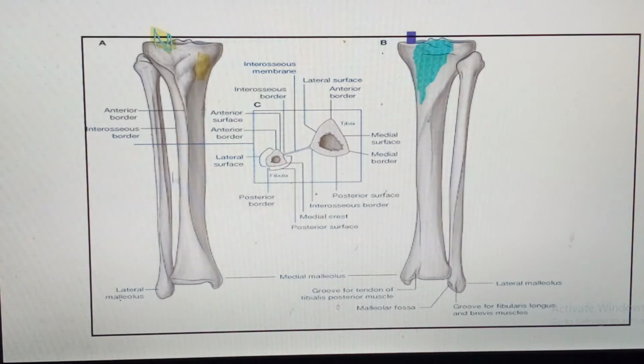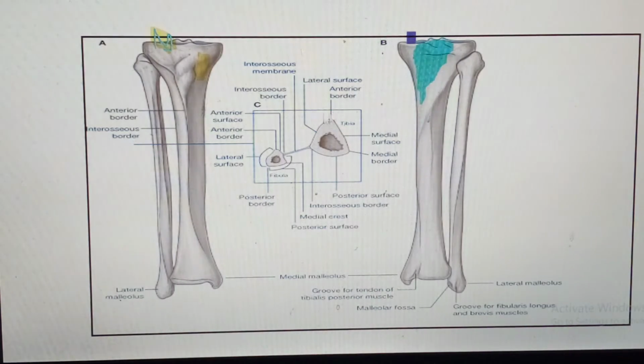But because this bone is also going to articulate with another bone by way of the interosseous membrane, there's going to be an interosseous border on the medial side, because it articulates with a medial bone. So this one will be the interosseous border. And then of course we are also going to have an anterior border, and there will also be a posterior border. So let me show you something. This is the posterior aspect, so this is the posterior border.